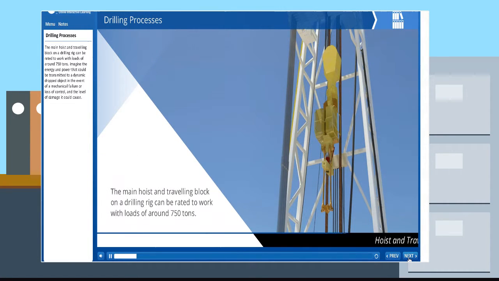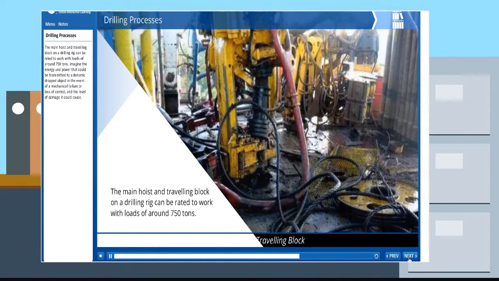The main hoist and travelling block on a drilling rig can be rated to work with loads of around 750 tonnes. Imagine the energy and power that could be transmitted to a dynamic dropped object in the event of a mechanical failure or loss of control, and the level of damage it could cause.